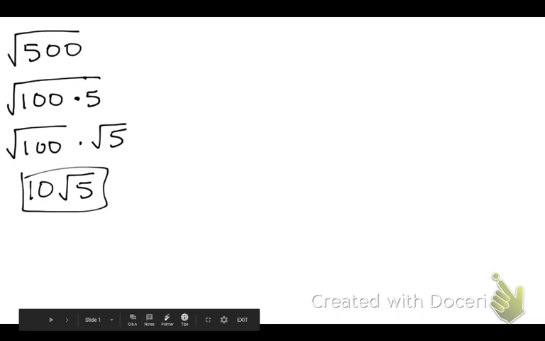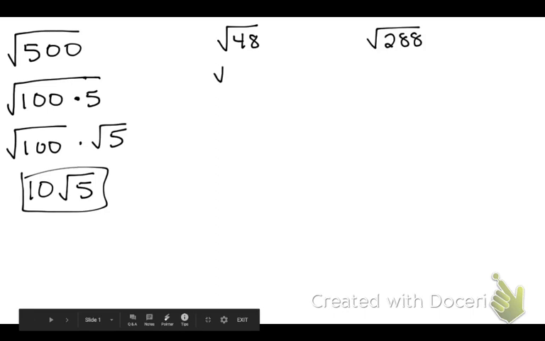Why don't you try a couple? Why don't you first try the square root of 48, and then try the square root of 288. Go ahead and hit pause and give it a shot. Let's see how you did.